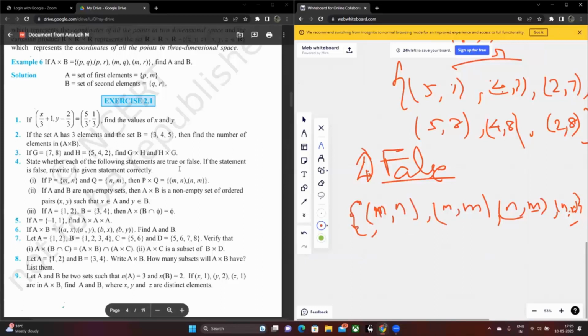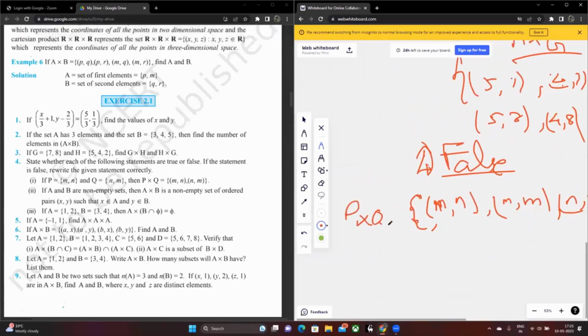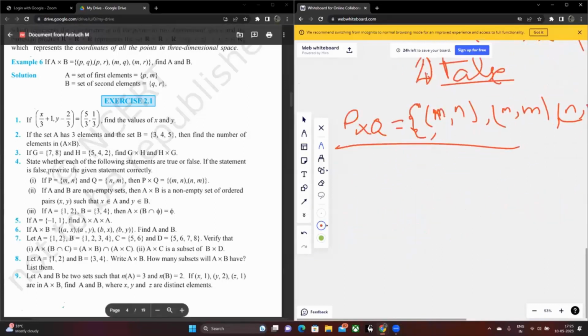It's a set of 4 elements. It's not a set of 2 elements, right? So this basically P cross Q equals this. So 1 is false because you see that here there are only 2 elements.